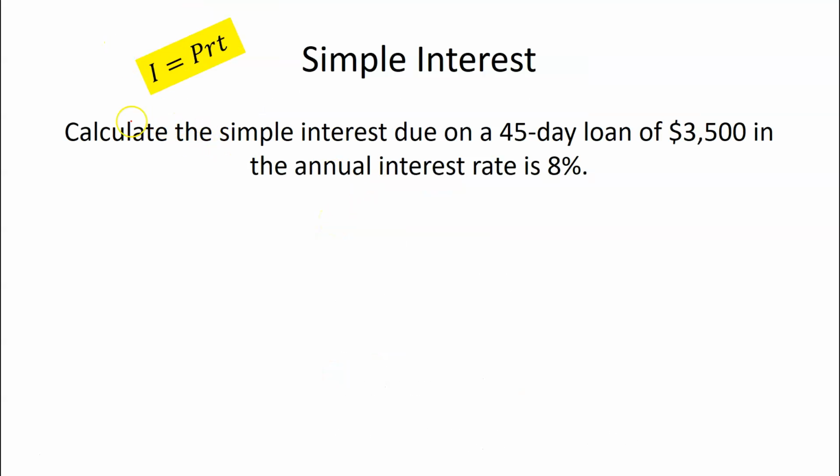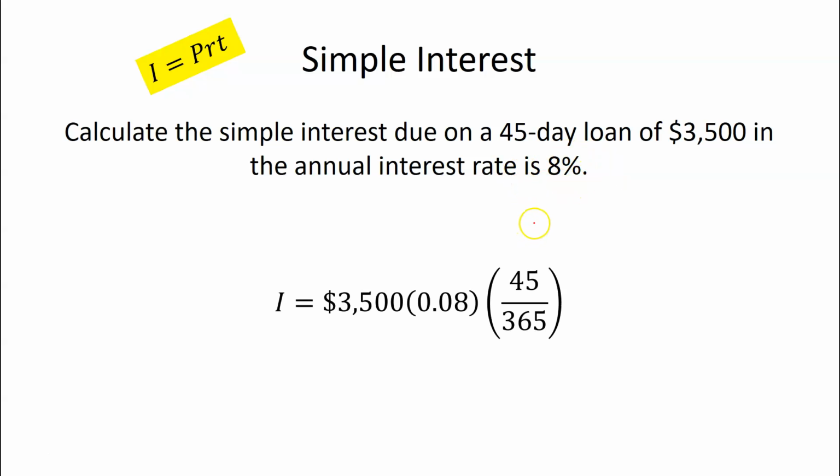All right, so let's look at one dealing with days. Calculate the simple interest due on a 45-day loan. So just a quick little loan, month-and-a-half loan, on $3,500 with an annual interest rate of 8%. So we go through. The principal stays the same. The interest rate stays the same. But we have a fraction of the time, because the formula is assuming this to be a year. Well, this is no longer a year. Since it's in days, I'm going to use 365.